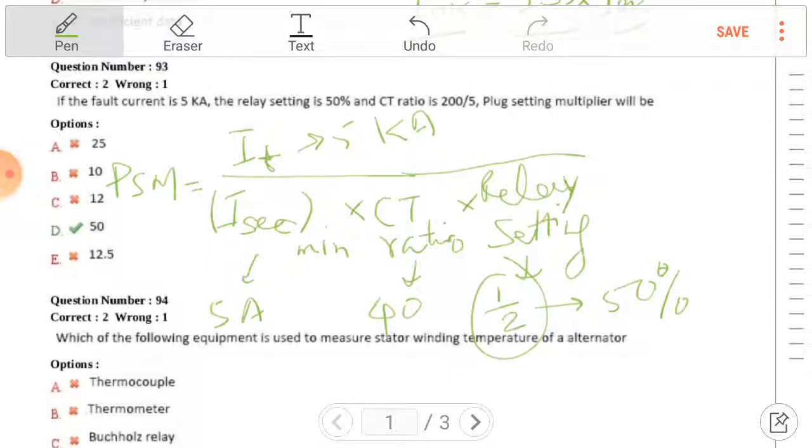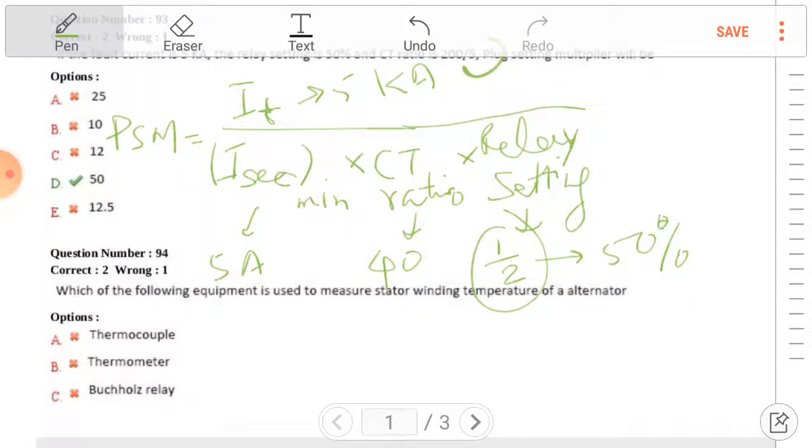In the next question, PSM we have to find. So the formula of PSM we have to apply is fault current divided by secondary minimum current into CT ratio multiplied by relay setting. So fault current given is 5 kA at primary side. Secondary minimum current we can determine by the minimum value of secondary current by CT ratio. So here 5 ampere is the minimum secondary current, and CT ratio is 200 by 5 equal to 40. Relay setting given is 50%, means 1 by 2. So the correct answer is 50.